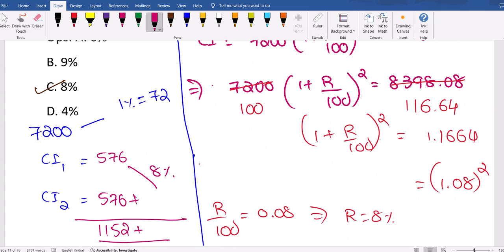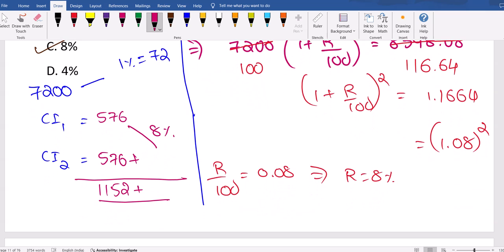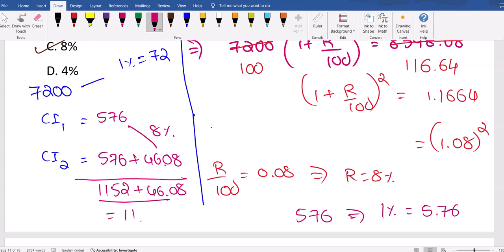So how to calculate this exactly? 1% of 576 is 5.76. 8% means multiply with that. So 8 times 5.76, 8 into 56 and 4 is 60, so 6 will be there, 46.08. Now you add 1198.08 exactly, two years combined.